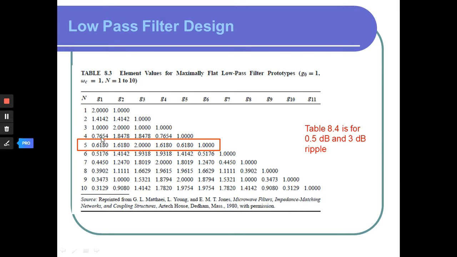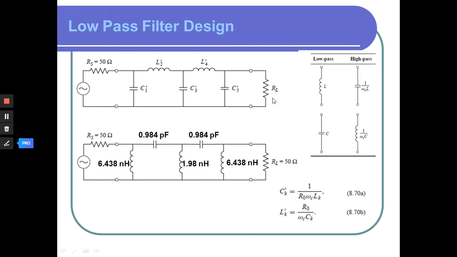So we have G1 is equal to this, G2, G3, G4. It's kind of similar like the low pass filter. And with these values, we can consider the low pass prototype first. This is the low pass prototype. And with this low pass prototype, we need to convert it to the high pass.